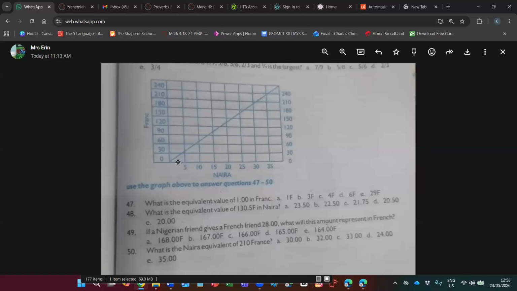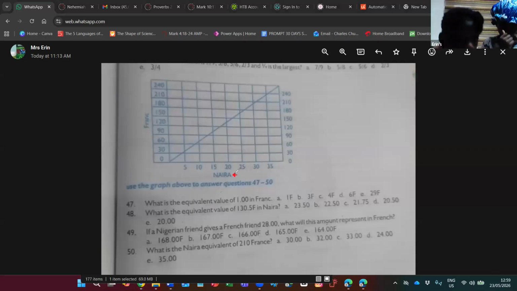Can we see anything here? Now, whenever they ask this kind of question, what they are telling you to do is to go to the axis. Look at my screen, everybody. Can you see naira here? Yes, sir. And can you see franc? That's the French currency on the left side here. Okay. So now they want us to find the equivalent value of 1 naira.